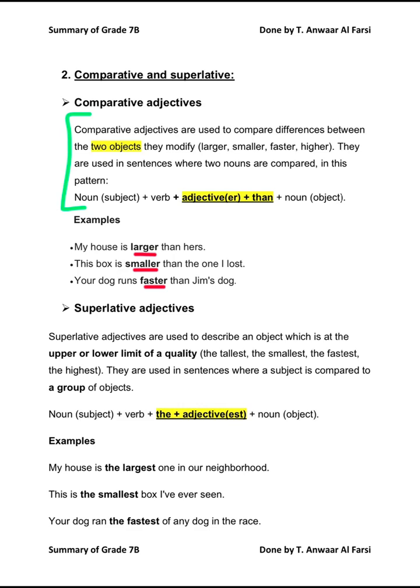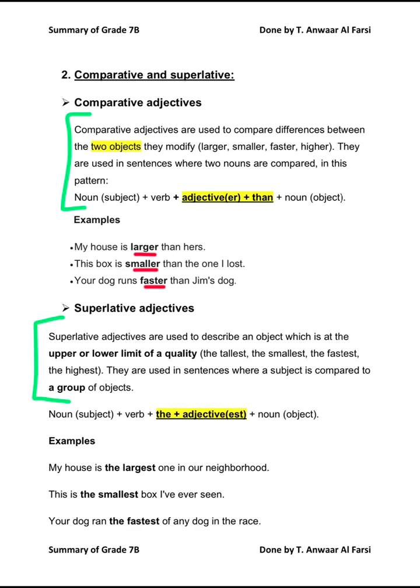So you understood you have a noun subject plus verb plus adjective -er plus than plus noun. So you have to compare between the two things. Unlike the comparative, superlative adjectives are used to describe an object which is at the upper or lower limit of a quality. So you would say the tallest, the smallest, the fastest, the highest. We're having the -est at the end. They are used in sentences where a subject is compared to a group of objects.